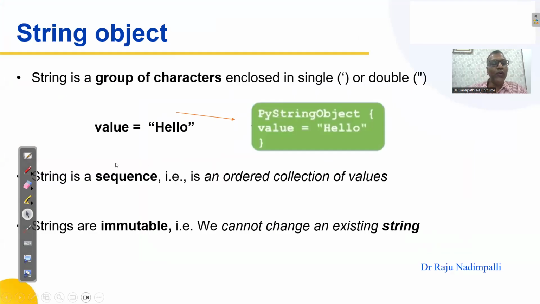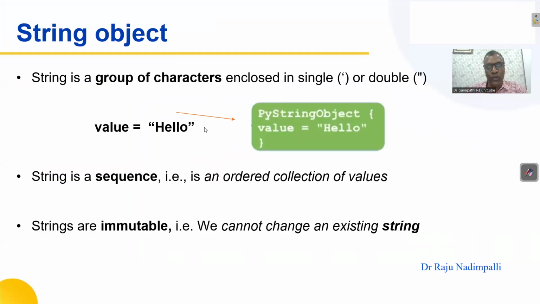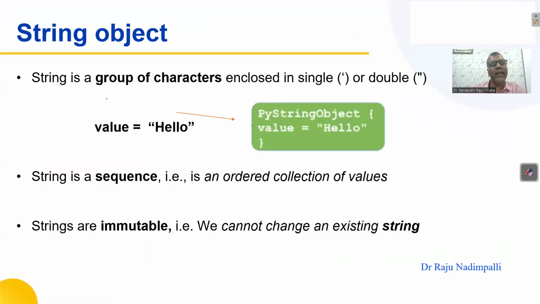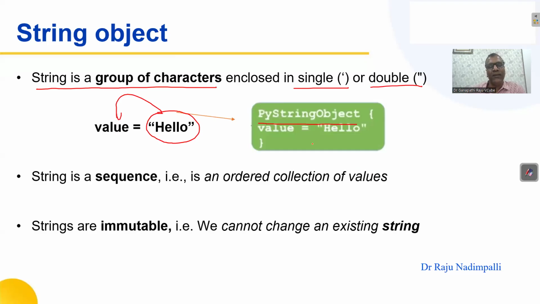Now, whenever you want to discuss a string, first of all, you should know the basic characteristics of a string. I will go in and out about the string object. A string is a group of characters enclosed in either single quotations or double quotations. Now, whenever I store a value in this variable, it creates an object called a string object. This is the first feature of a string. The second feature of a string is that strings are sequences. I just now told you that range function, string object, list object, and tuple object are sequences.